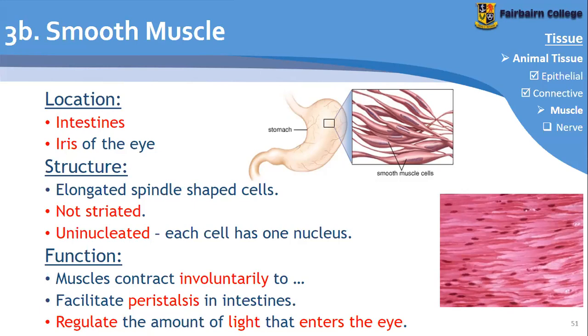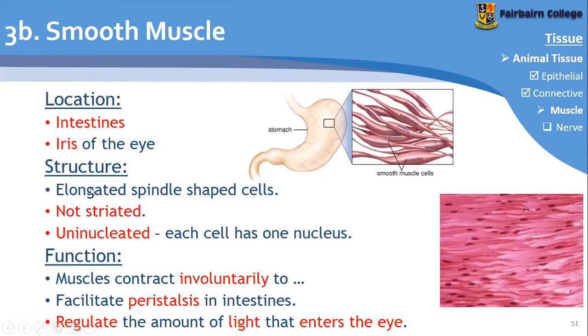The previous one, skeletal muscle, was voluntary. Smooth muscle is involuntary. So where do we find this? In your intestines and also in areas like the iris of your eye. We'll discuss this briefly at the end, but mainly we focus on the effect it has in your intestines.